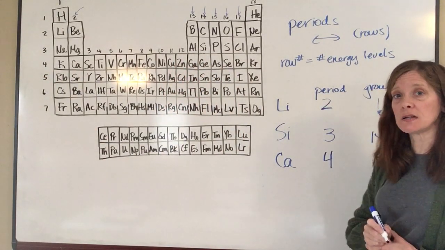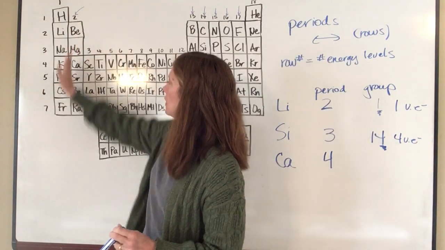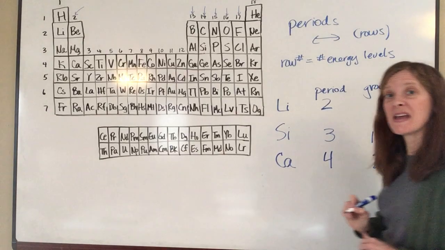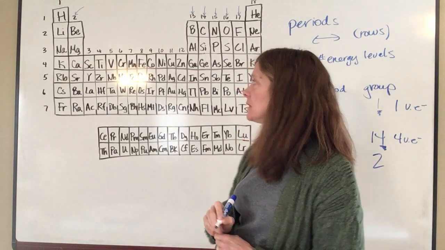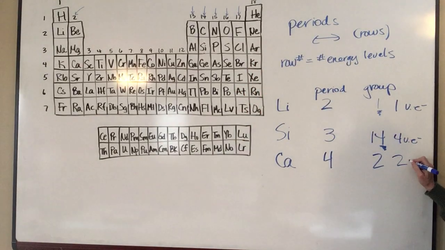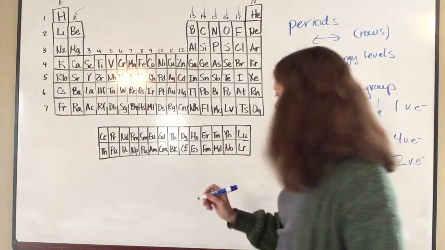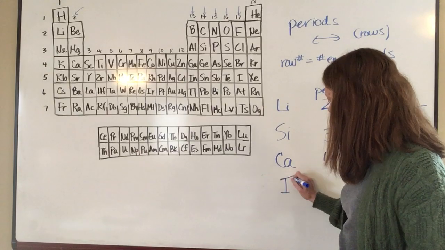What group is it in? Well, the group is the column, and that's in group 2. How many valence electrons does it have? If you said 2 valence electrons, you are correct because it is in group 2. We'll try one more. Let's try iodine.